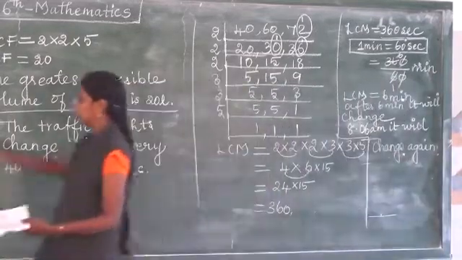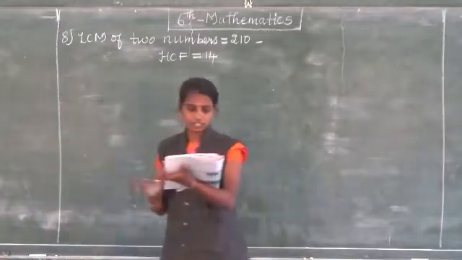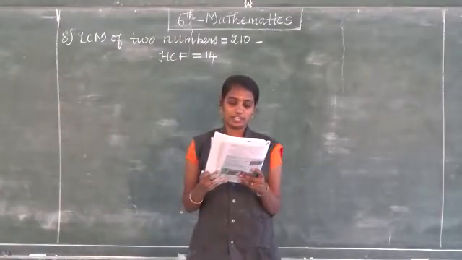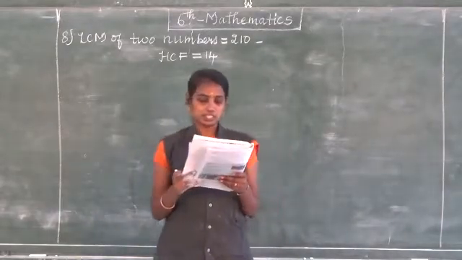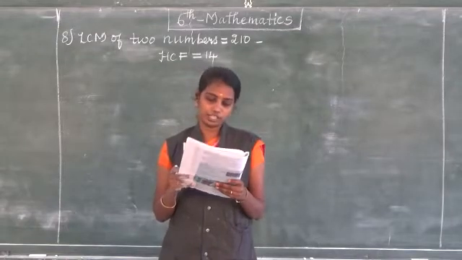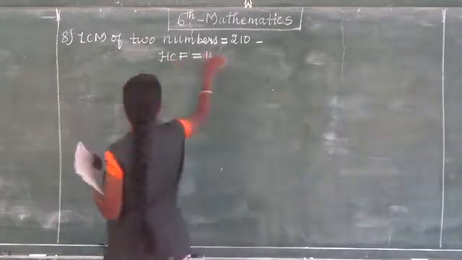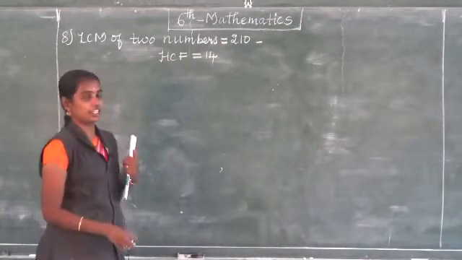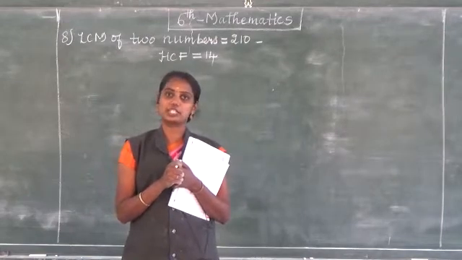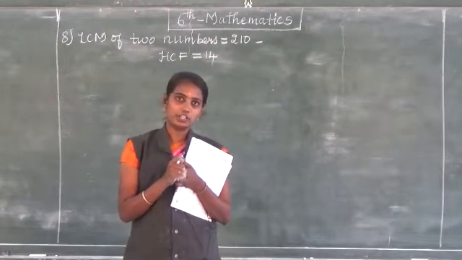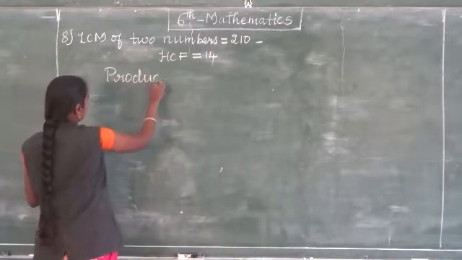Now question number 8 we will see. The LCM of two numbers is 210 and their HCF is 14. How many such pairs are possible? So the LCM of the two numbers is 210, HCF is 14. We learned one formula: product of the two numbers equals HCF into LCM. That only we are going to apply here.